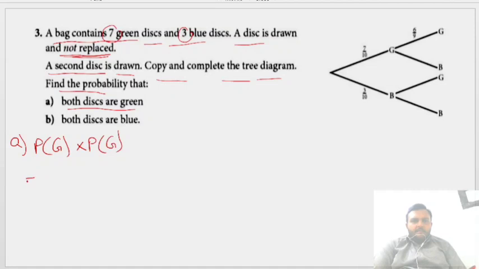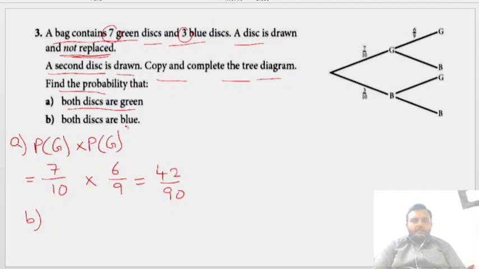Students, I don't write the formalities, I just want to write the questions directly without wasting your time. So probability of green for the first time must be 7 upon 10, the total. And you know a disc is drawn and not replaced, then for the second disc it doesn't replace. So green are how much? 7. So if a green has been taken, then it must be 6 upon 9. So that must be equal to 42 upon how much? 90.